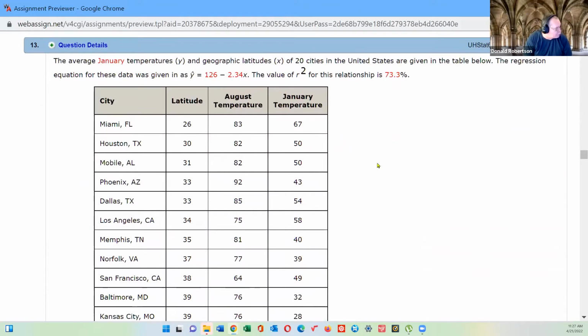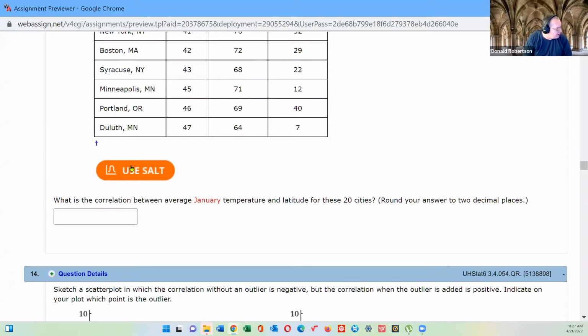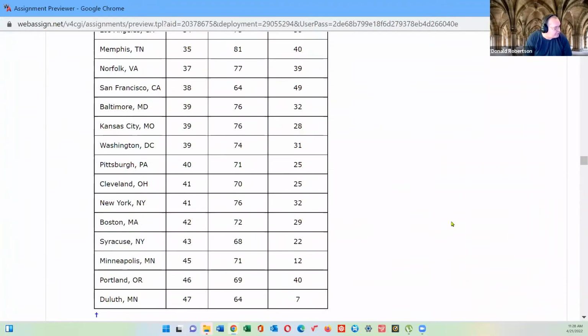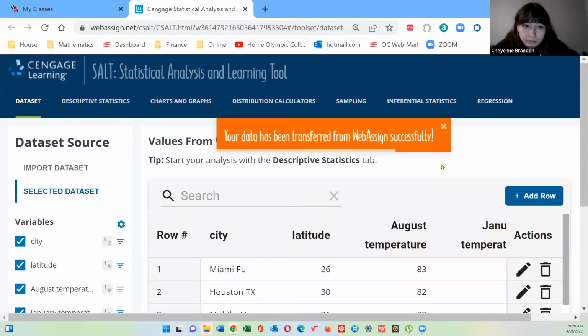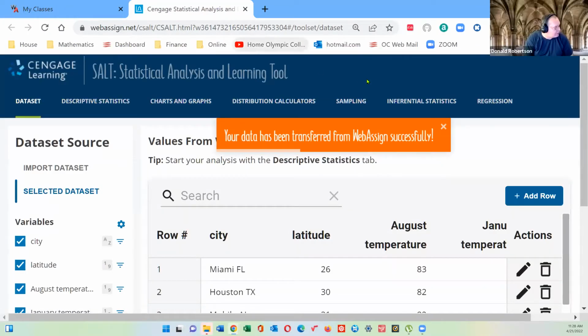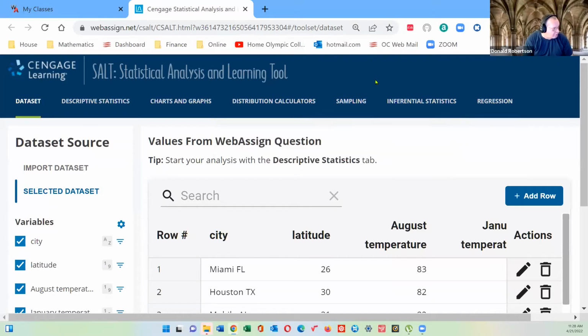And here we have a whole load of data, and you're going to use SALT to find the correlation coefficient. Okay, let's see if this is going to work. A question about 12. I just lost 12. Oh, okay, it's fine. I'll come back to it.